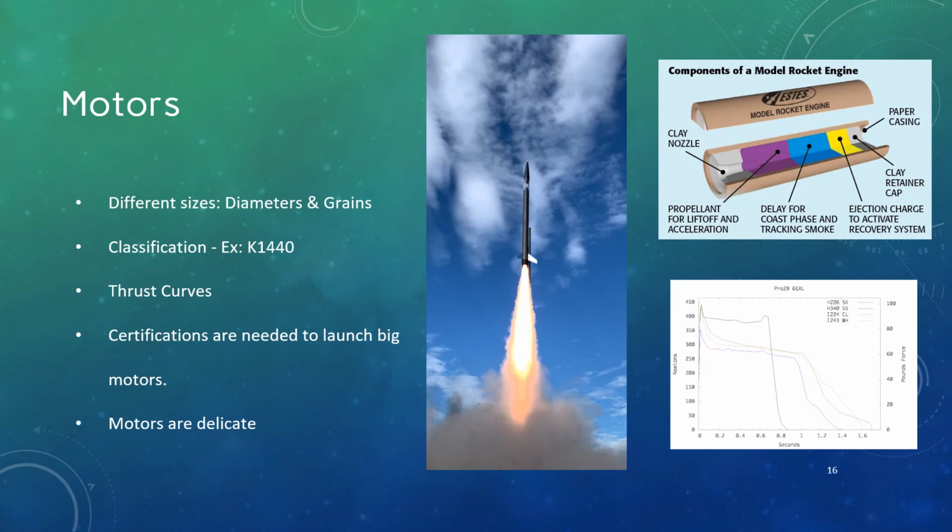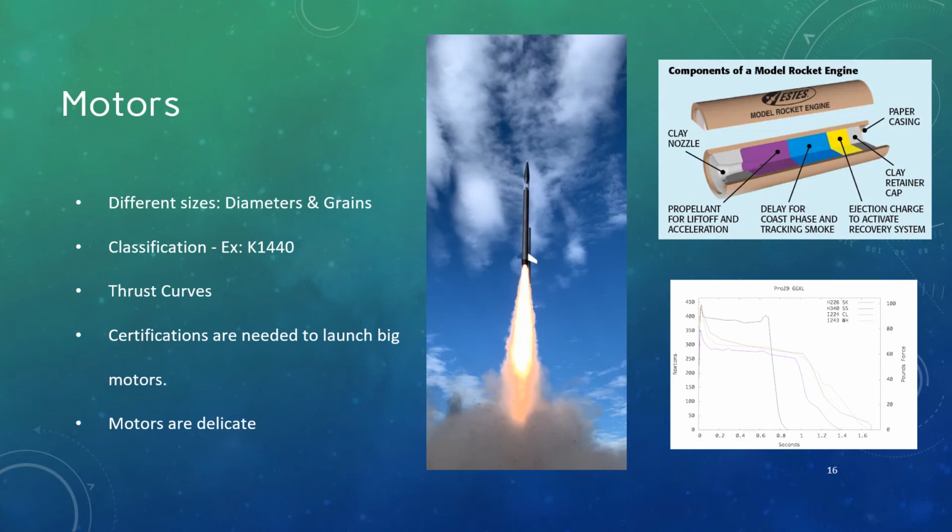Certifications are required to launch rockets with higher power motors. The high power designation for a motor starts at an impulse rating of H. And outside the bounds of intro, club members occasionally pursue certifications with an organization called the National Association of Rocketry, or NAR for short. And by achieving these certifications, someone can launch higher impulse motors.